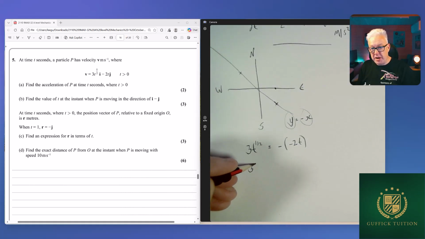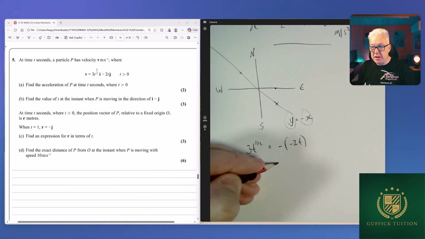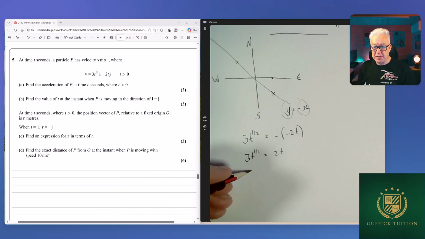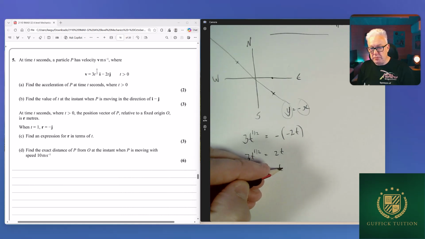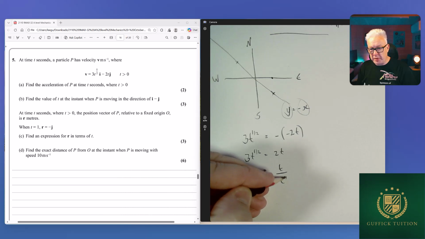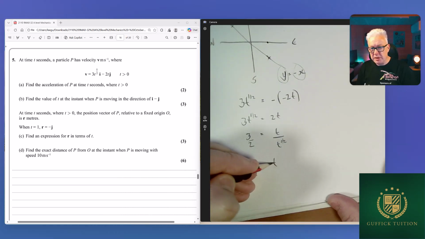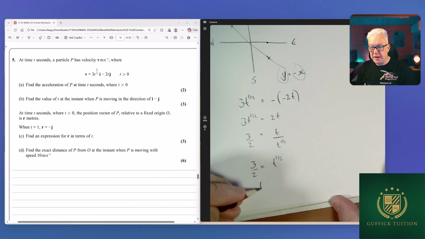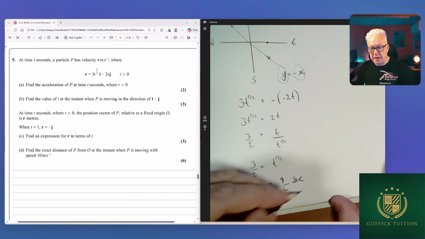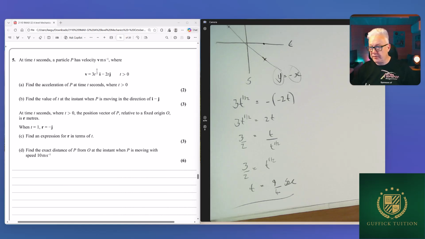So we've got 3t⁻⁴ is equal to 2t. So therefore 3/2 is equal to t divided by t⁻⁴. So 3/2 is t⁻⁴. So therefore t is equal to 9/4 seconds. Okay, so that's our answer for part B.